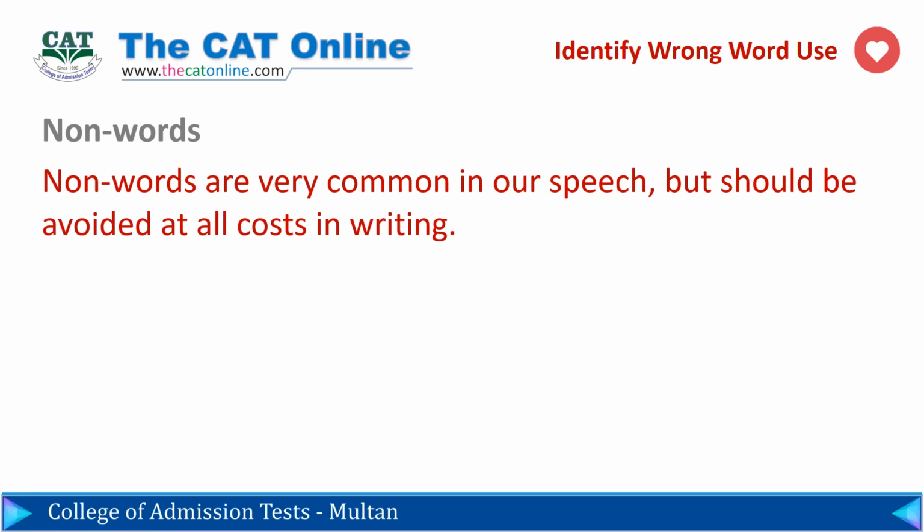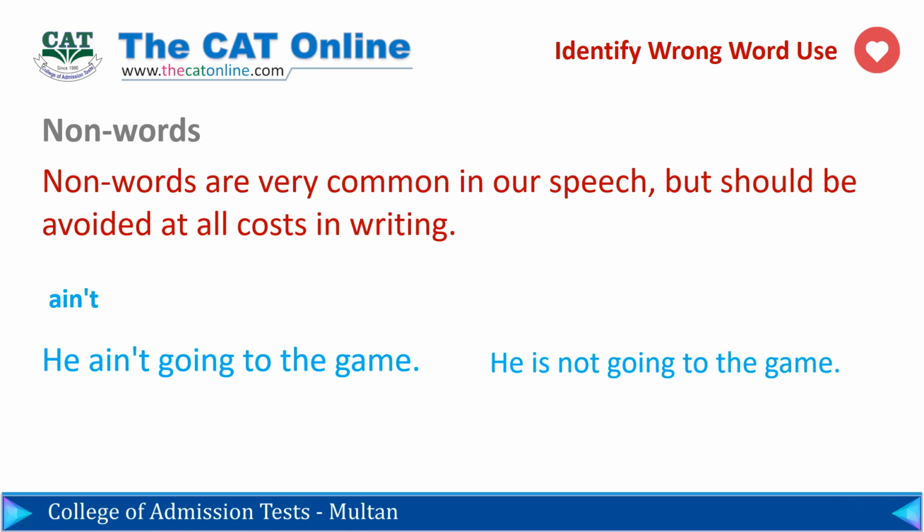A first example of a non-word is ain't. Many people use ain't to stand in for the verb to be combined with not. For example, look at this sentence, he ain't going to the game. The correct version is, he is not going to the game. Ain't is never a replacement for using the verb to be along with not. The sentence should read, he is not going to the game.